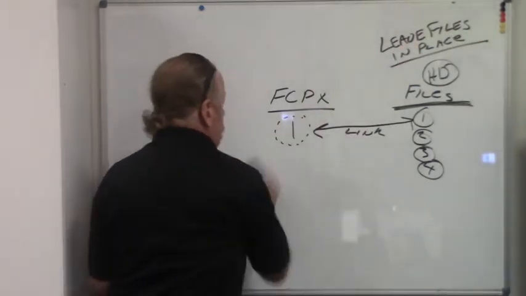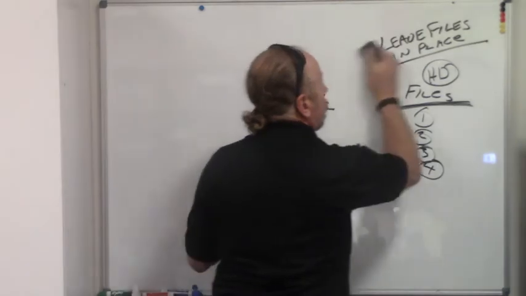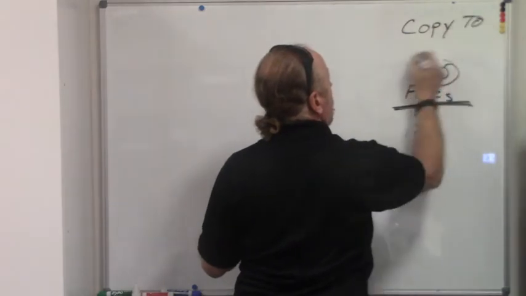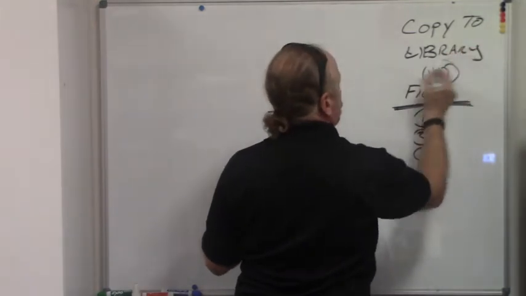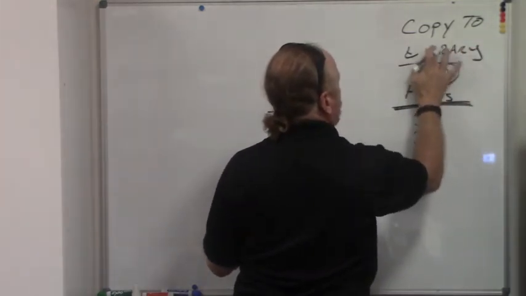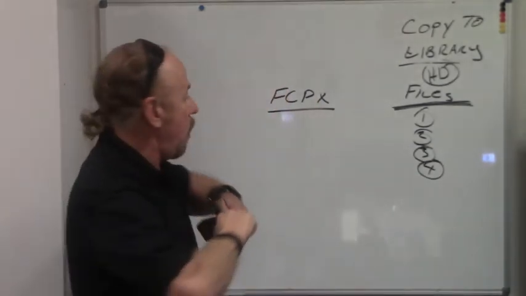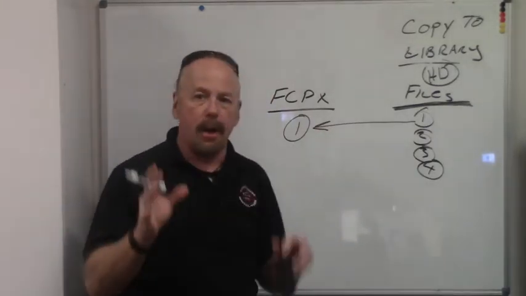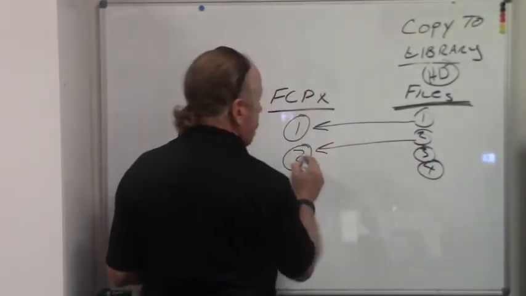Now, I choose, let's get rid of this. Copy to library. Okay, copy to library is actually going to make a copy of that original file, and it's going to import it into Final Cut Pro. So it actually brings these in.